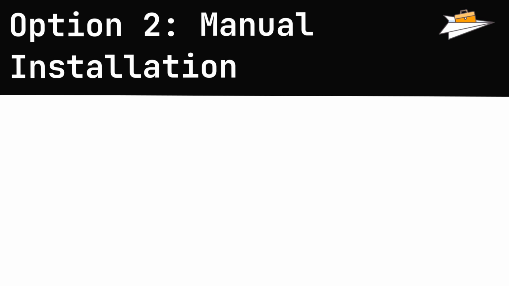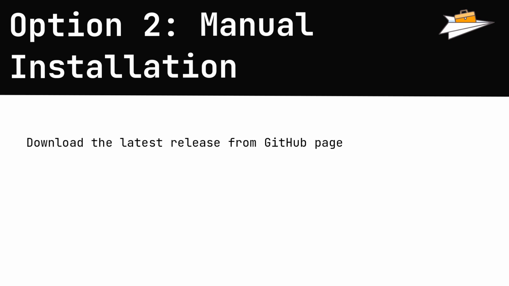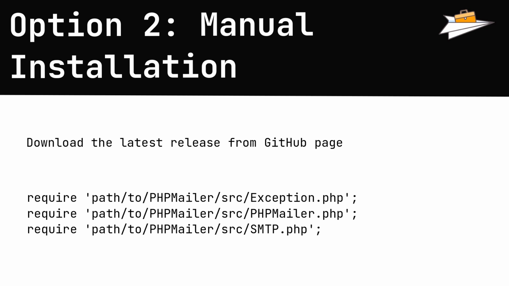Manual installation. If for some reason you don't want to use Composer, you can still install PHPMailer manually. Here's how. Step 1. Go to the official PHPMailer GitHub page and download the latest release as a zip file. Step 2. Unzip the files into your project directory. Step 3. In your PHP script, include these 3 files. That's it. PHPMailer is ready to use.